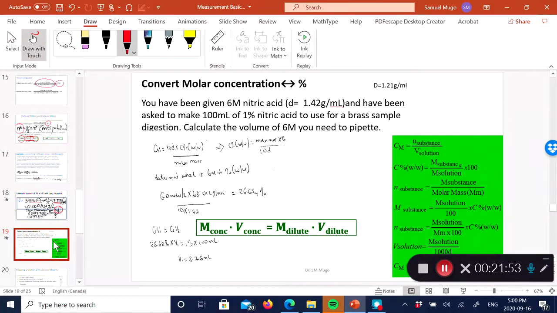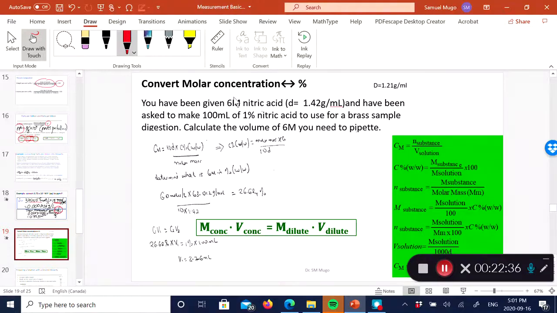Maybe if I can summarize very easily, if at all I give you a problem like this, where you've been given 6 molar nitric acid, and you've been asked to make 100 mL of 1% nitric acid from the 6 molar concentration. How do you do that? How much of the 6 molar do you actually pipette into the 100 mL volumetric flask?